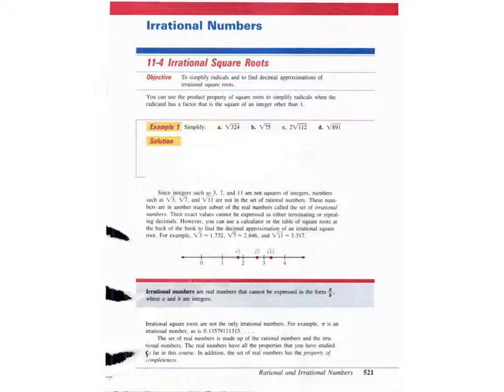Okay, so today we are going to cover irrational square roots. And what I mean by that is these are going to be not perfect squares. In the previous two lessons, they were all perfect squares where you could find a whole number times itself that would give you the answer. So our objective here is to simplify radicals and to find decimal approximation of irrational square roots.